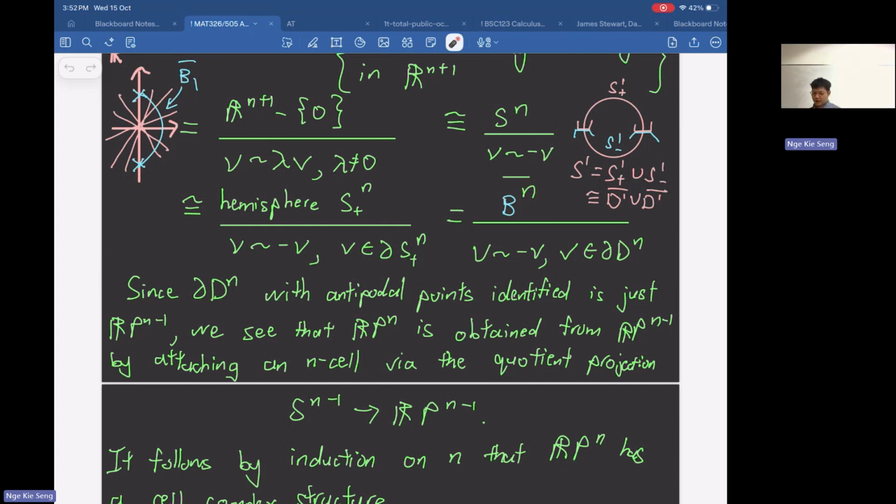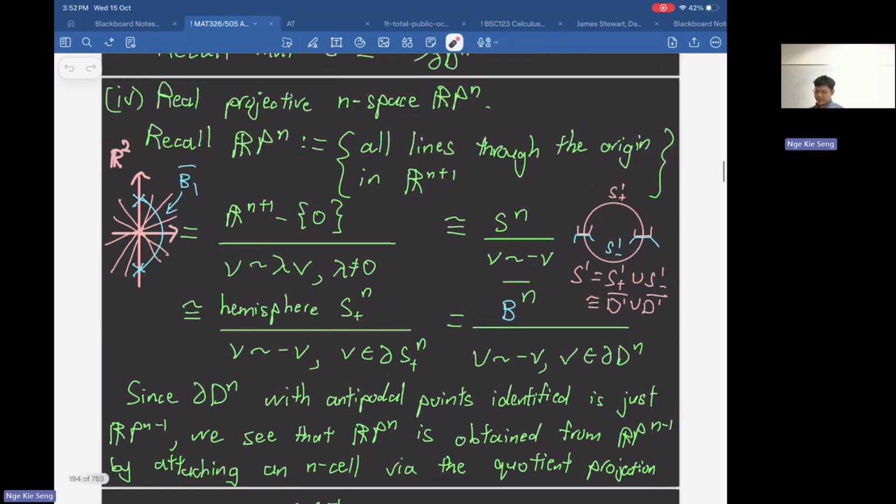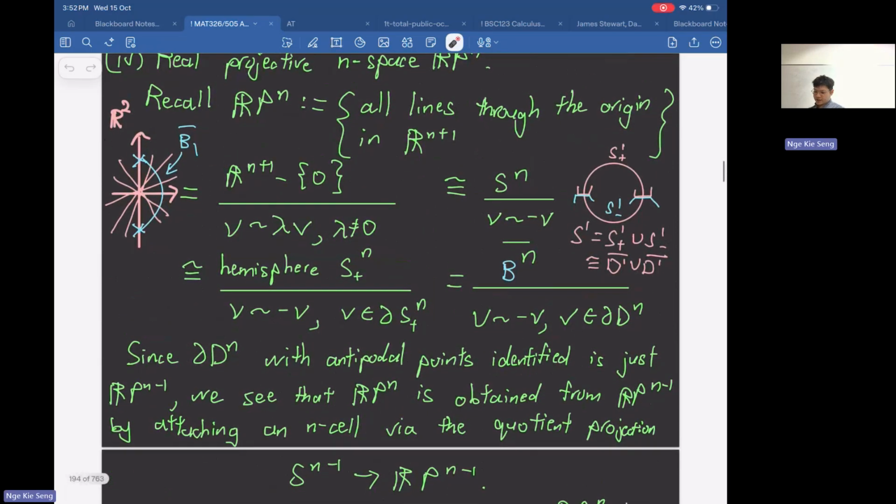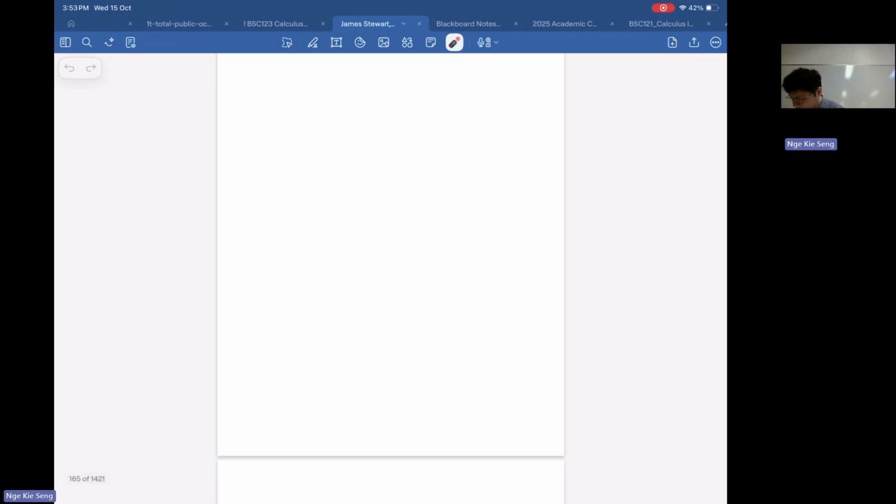So if you are in RP1, then you are using one cell to attach. If you are in RP2, you are using B2 to attach. Once identified, you will get the smaller RPN. This is the same decomposition we get in algebraic geometry. You can split your RPN into RP1 with some... let me show you this.